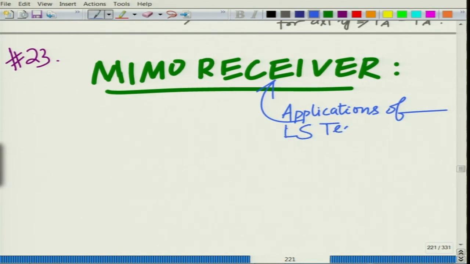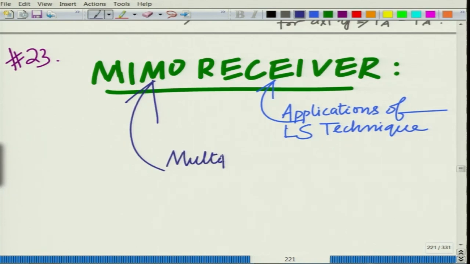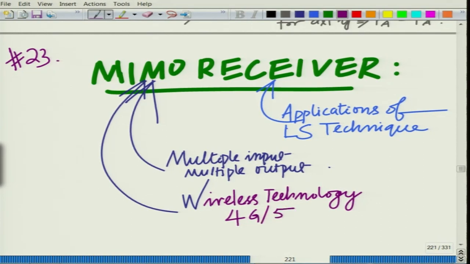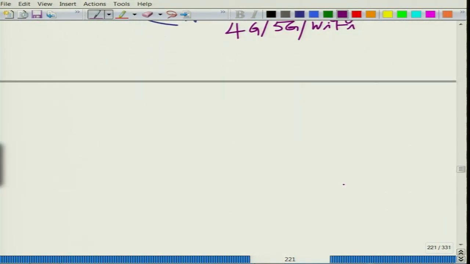Remember, we are looking at applications of the least squares technique, and MIMO is basically, you might remember, multiple input multiple output, and this is a very important wireless technology. In fact, this is used in 4G, this is used in 5G, this is used in Wi-Fi, and so forth.